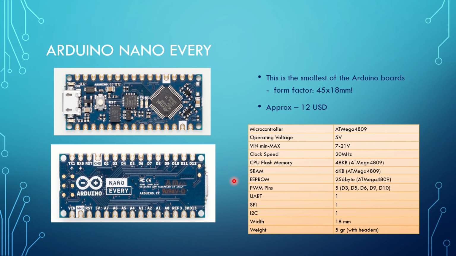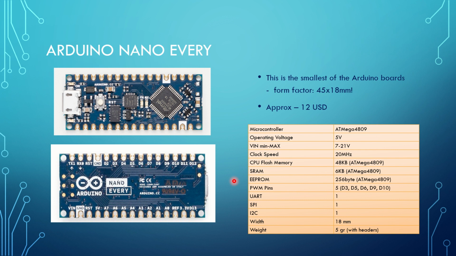We've got CPU flash memory of 48 KB. We've got SRAM of 6 KB. We've got EEPROM of 256 bytes, and PWM pins are available. 5 pins are there, and all the 5 pins are mentioned here as D3, D5, D6, D9, and D10. We have got the support for UART, which we did not have in the previous versions. SPI, serial peripheral interface, I2C, with this 18 millimeter, and as I told you, the weight is very minimal.